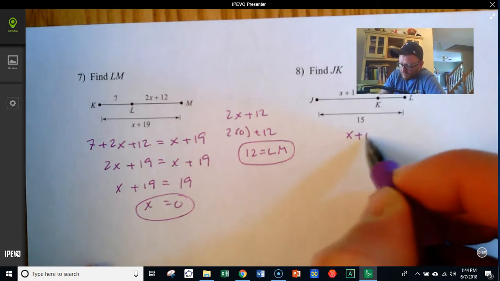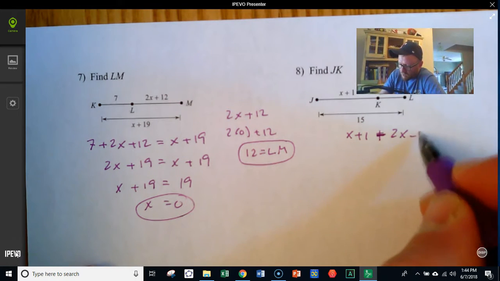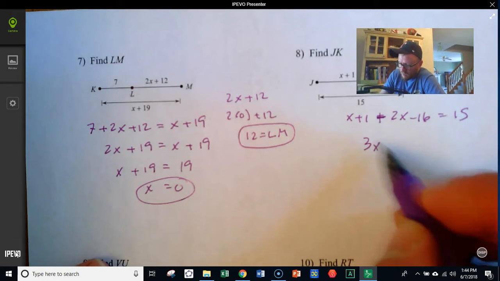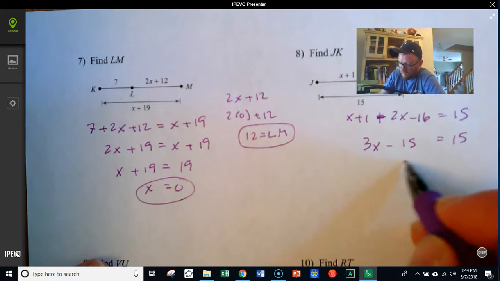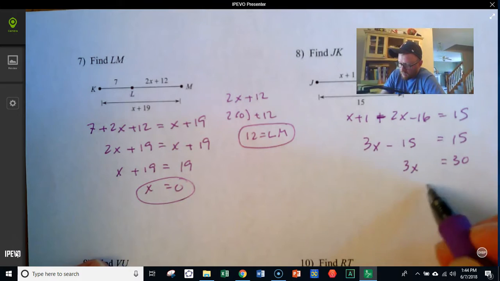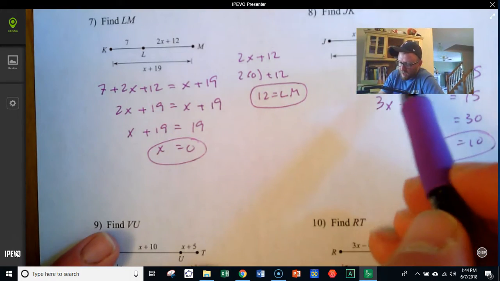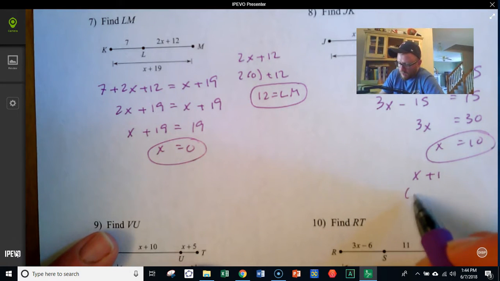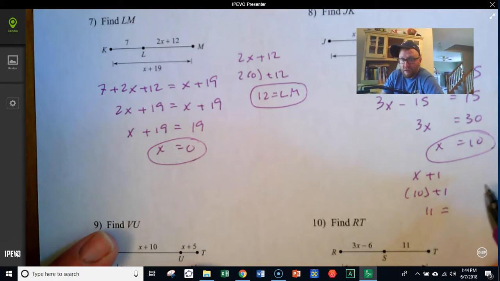Here we have x plus 1 plus 2x minus 16 equals 15. 3x minus 15 equals 15. 3x equals 30. x equals 10. We're trying to find JK. x plus 1. 10 plus 1. 11 equals JK.